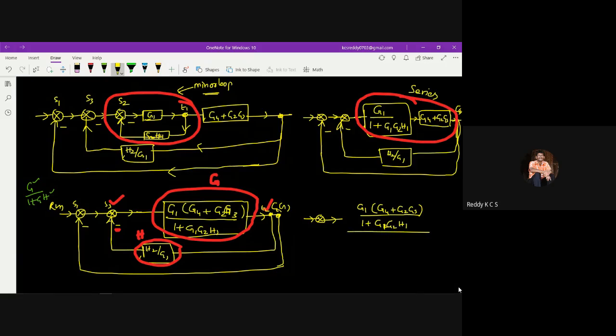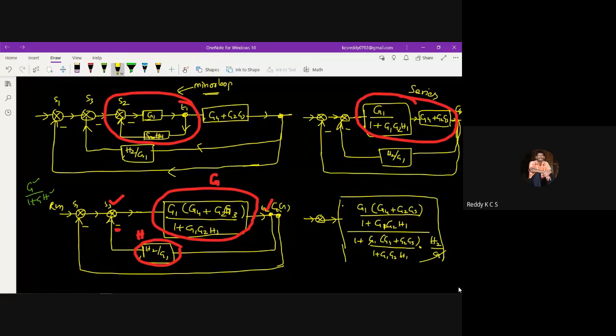Then 1 plus G1 into G4 plus G2, G3 divided by 1 plus G1, G2 into H1 into H. The H value is nothing but H2 by G1, so this G1 will be cancelled out. If I take the LCM, this denominator will get cancelled out. I have made a single block.